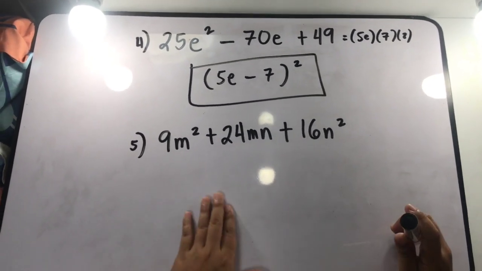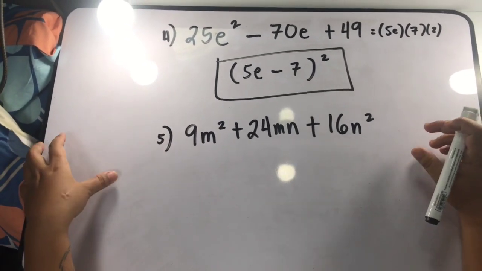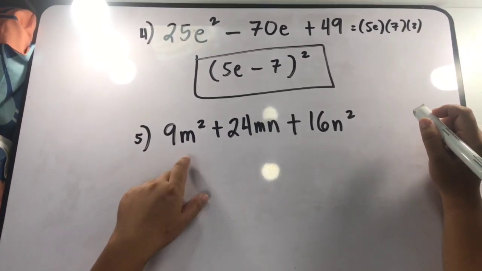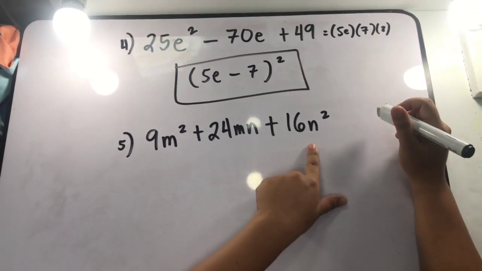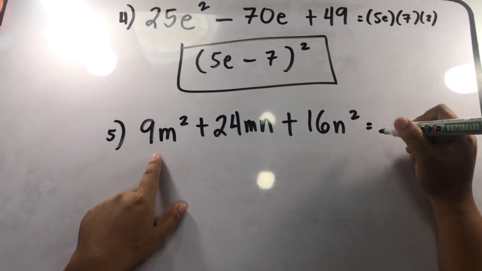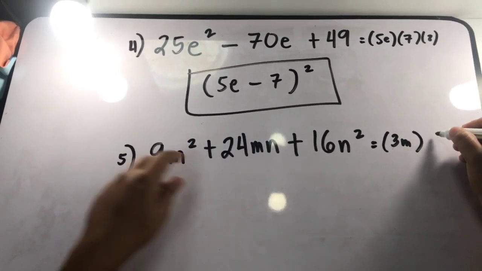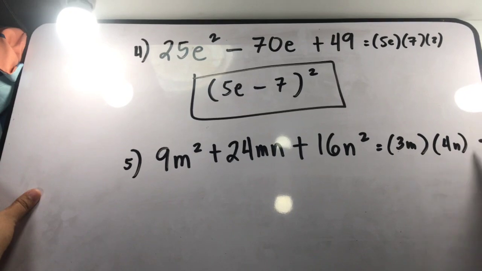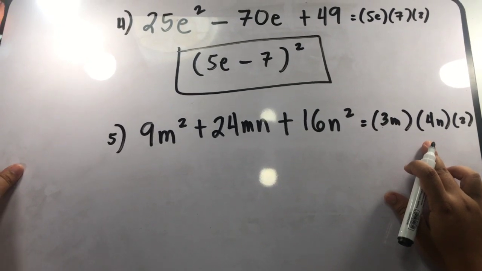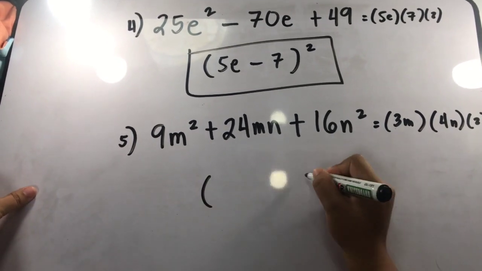Next one, 9m squared plus 24mn plus 16n squared. Quadratic pa rin naman sila, di ba? Kasi half degree is 2. So, check natin kung perfect square. 9m squared, perfect square. 16n squared, perfect square. For the middle term, the square root of 9m squared is 3m. Square root of 16n squared is 4n. Multiply them by 2. So, 3m times 4n is 12mn, times 2 is 24mn.